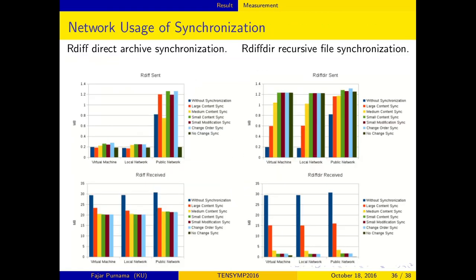And the result shows that the uplink is from a couple of megabytes to 1 megabyte, which is not much for using Rdiff. The virtual machine and local network are almost the same, but the public network shows higher traffic compared to this one, which means we can see that the public network is not as clear as the local network and the virtual machine.